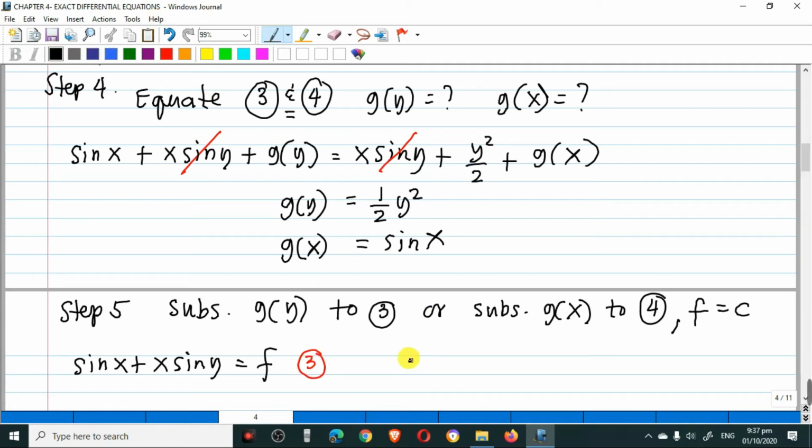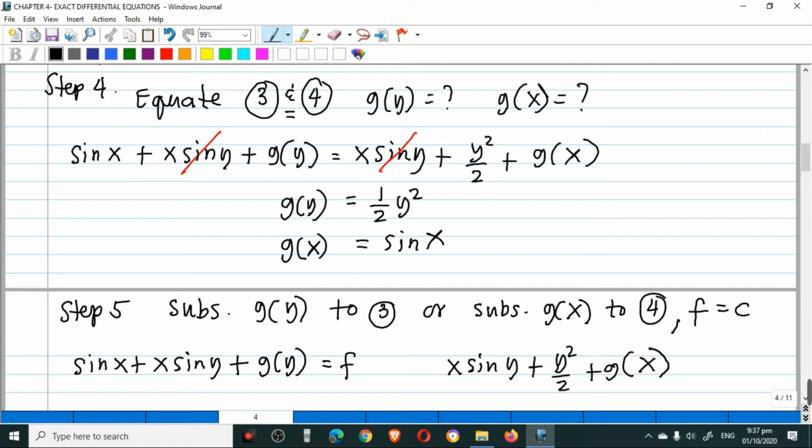Yung equation number 4 naman natin. Wala yung gy, so teka lang. Yung plus gy, kasi yun ang ipapalit natin dito, plus gy, and this is equals to f. Diba? Ito yung equation number 3 natin. Or pwede mo rin gamitin yung equation number 4, which is equals to, yung nasa right side, x sine of y plus y raised to 2 over 2 plus gx.